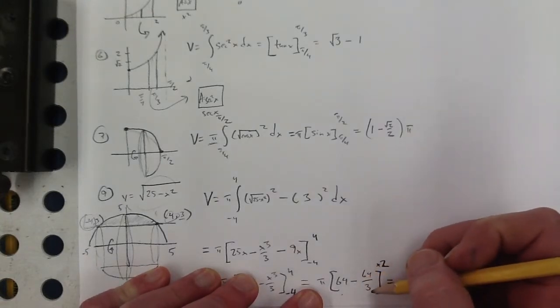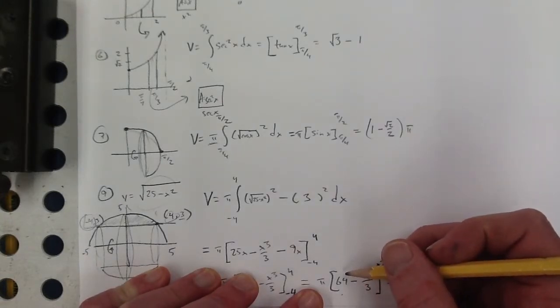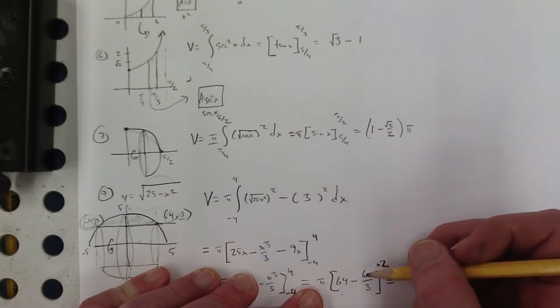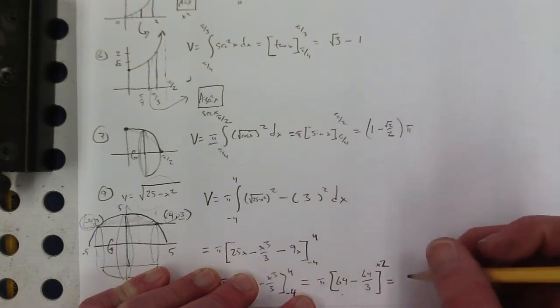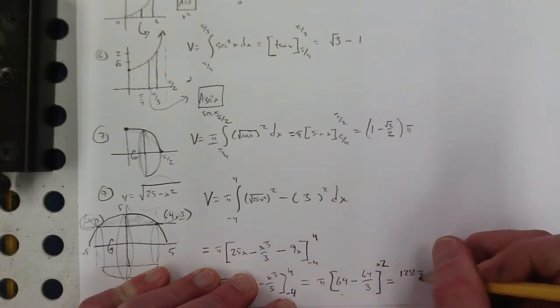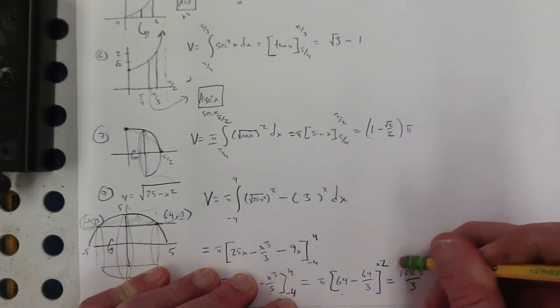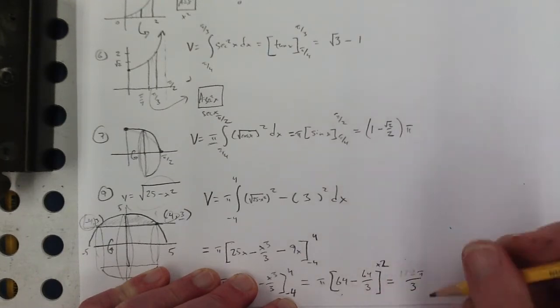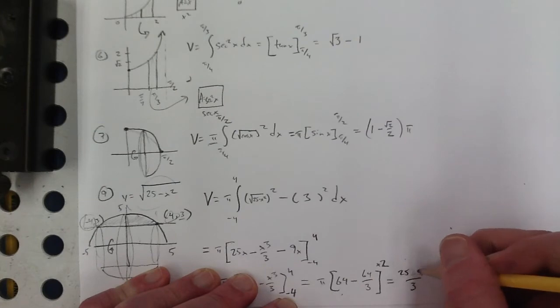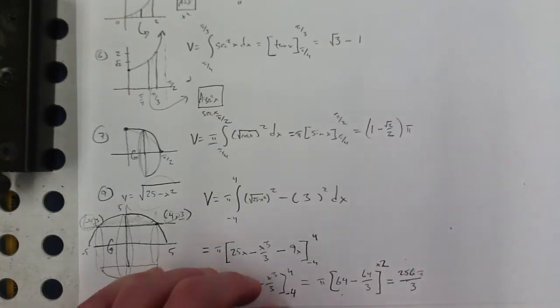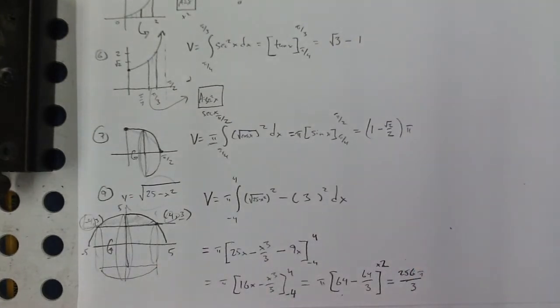So let's see, 64 times 3 is 192 minus 64 over 3, so that's 128 over 3. 128 pi over 3, but I didn't multiply that by 2, did I? So that's 256 pi over 3. Let's check that. Yep, that's the right answer. Great. Next is 19.